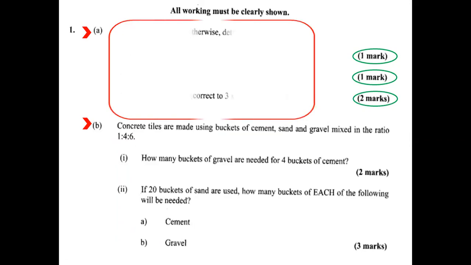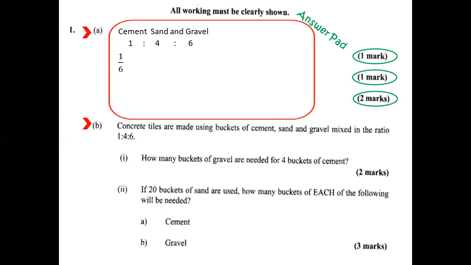All right, part B of this question is ratio and proportion. Concrete tiles are made using buckets of cement, sand, and gravel in the ratio 1:4:6. Don't be afraid of it. The way I'm going to show you here is standard, so you can use it whenever you see a question like this. How many buckets of gravel are needed for 4 buckets of cement?